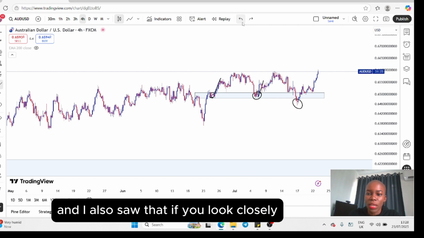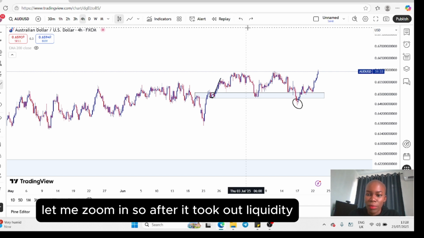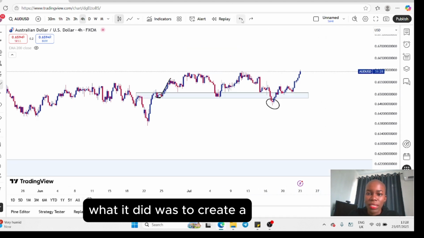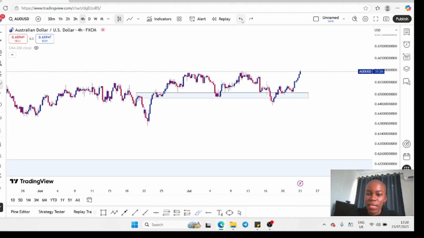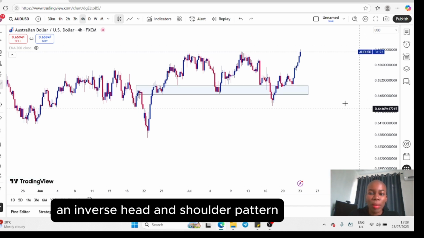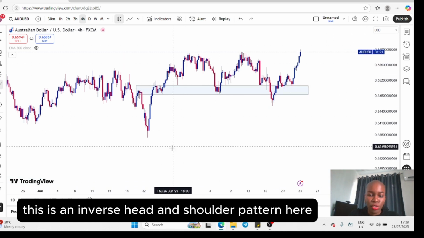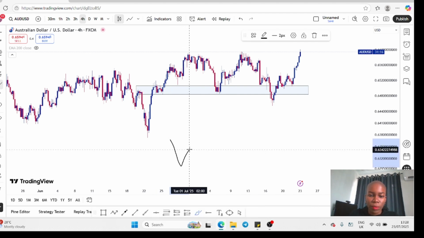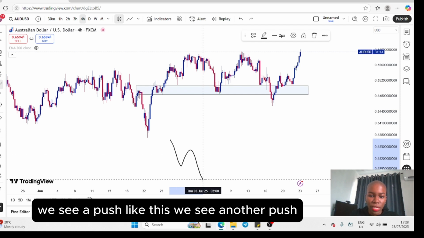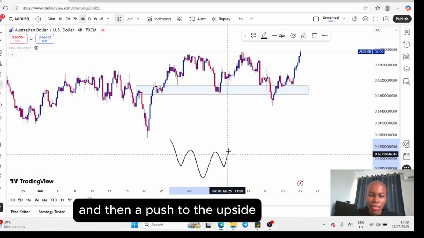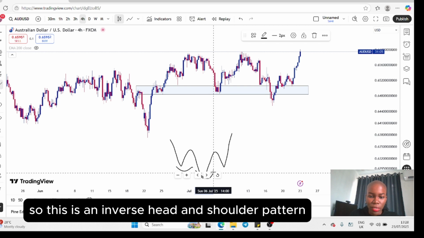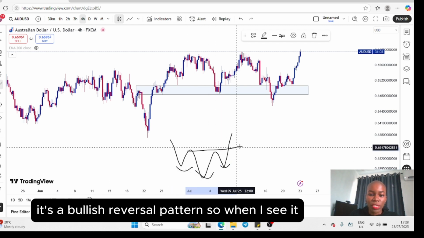And I also saw that, if you look closely, let me zoom in. After it took out liquidity, what it did was to create an inverse head and shoulder pattern. This is an inverse head and shoulder pattern here, like this. Market goes down, we see a push like this, we see another push, we see it drop down again, and then a push to the upside. So this is an inverse head and shoulder pattern. It's a bullish reversal pattern.